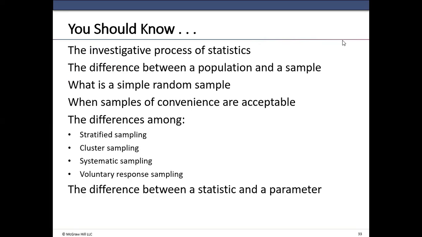So this is all we discussed today: the investigative process of statistics, the difference between a population and a sample, what a simple random sample is, when samples of convenience are acceptable, differences among stratified sample, cluster sample, systematic sampling, voluntary response sampling. And then we discussed, lastly, the difference between a statistic and a parameter.